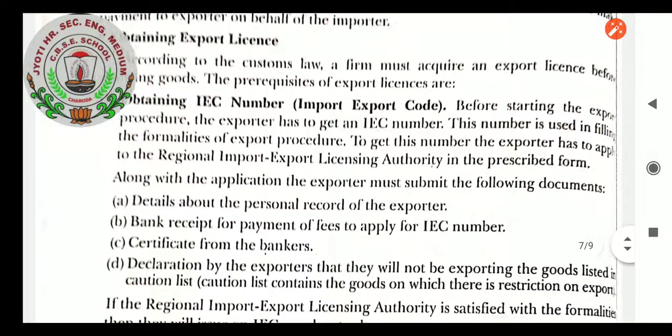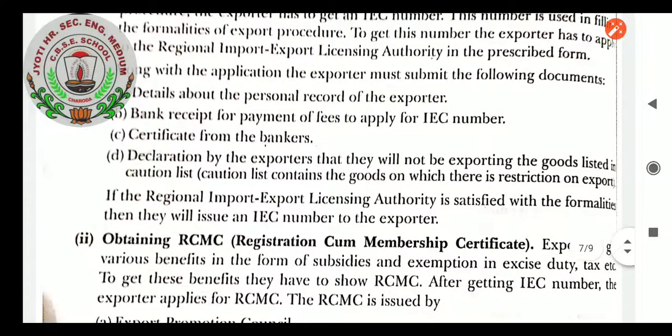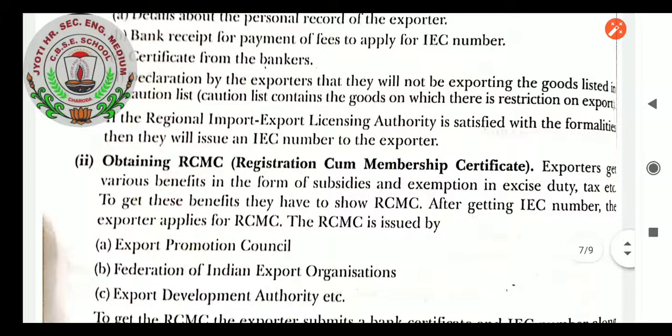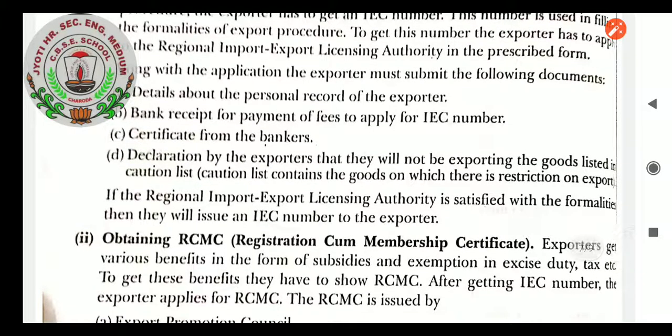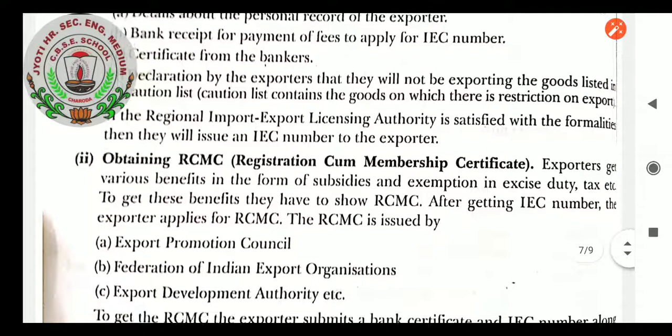Obtaining RCMC, registration cum membership certificate. Now you will be saying, after getting the IEC number, we got the export license by getting the IEC code. But if with this IEC code we also obtain the RCMC registration cum membership certificate, then what benefits can we get in the export? The exporter gets various benefits in the form of subsidies and exemption in excise duty, tax, etc.